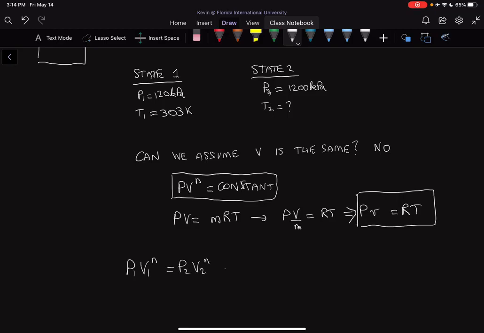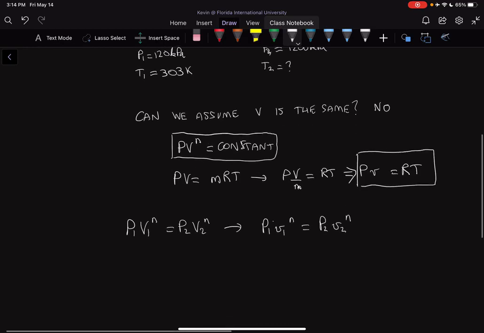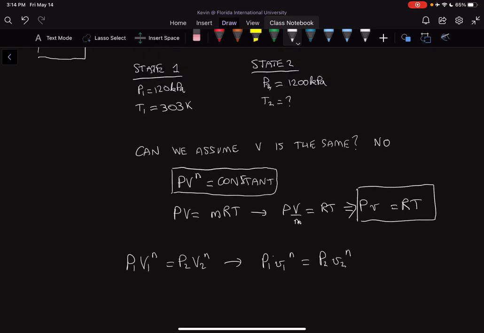And we can also write everything in specific format, so we can change it to specific volume. Instead of using volume, we can say that P1 little v1 to the n is equal to P2 little v2 to the n. These statements are equivalent because the mass stays constant within our system. And so this is our first equation, equation 1.